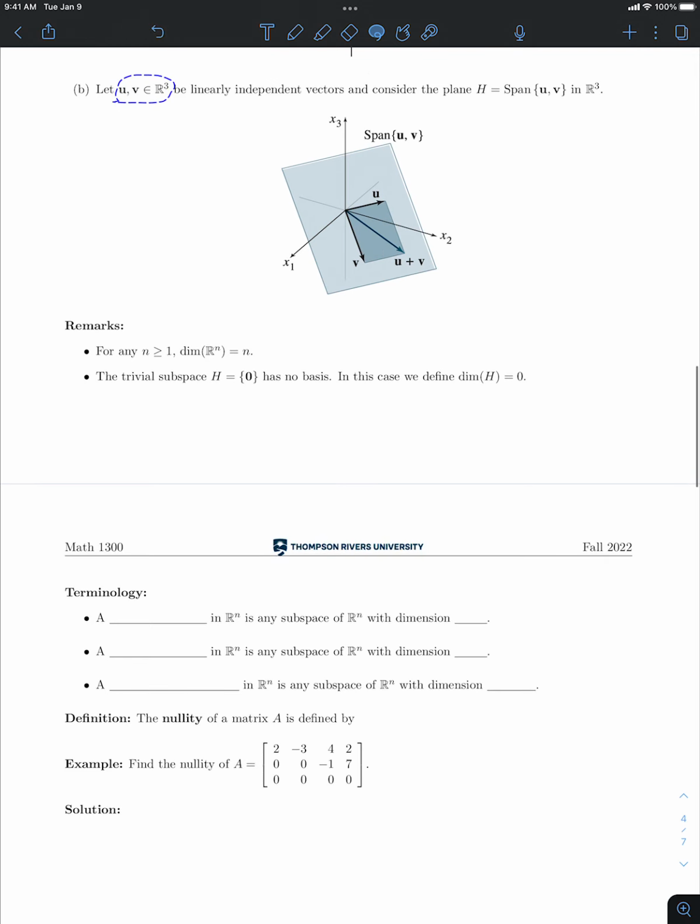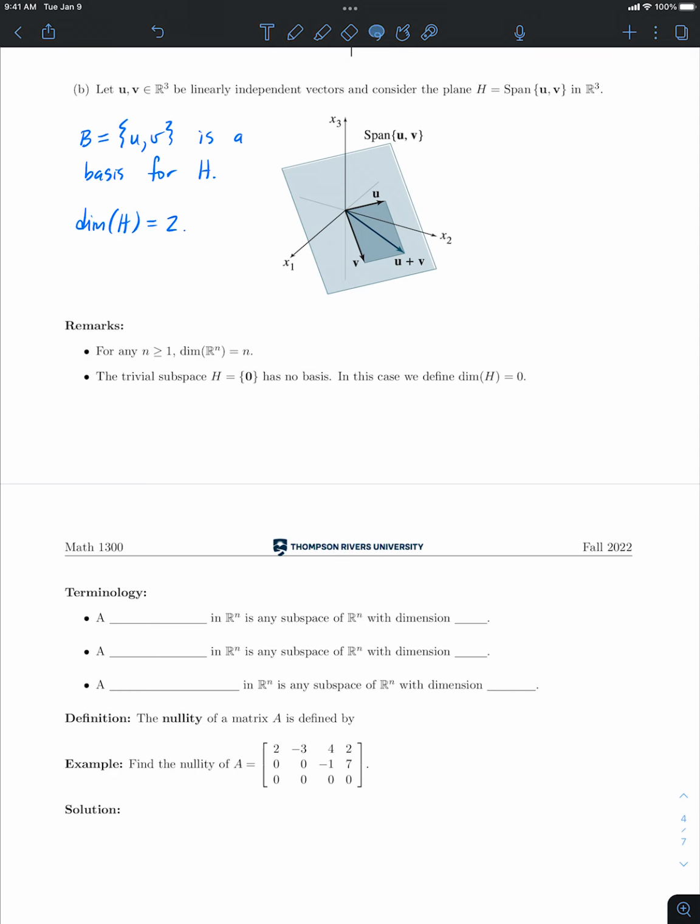Okay, so if you take those two vectors and let H be the span of those two vectors, the set of all linear combinations, you're going to get this plane, and guess what? You've also got a basis for that plane. So I'll say B, the set containing the vectors U and V, is a basis for H. So in this case, the dimension of H is equal to 2. So planes are two-dimensional. Now you know why.